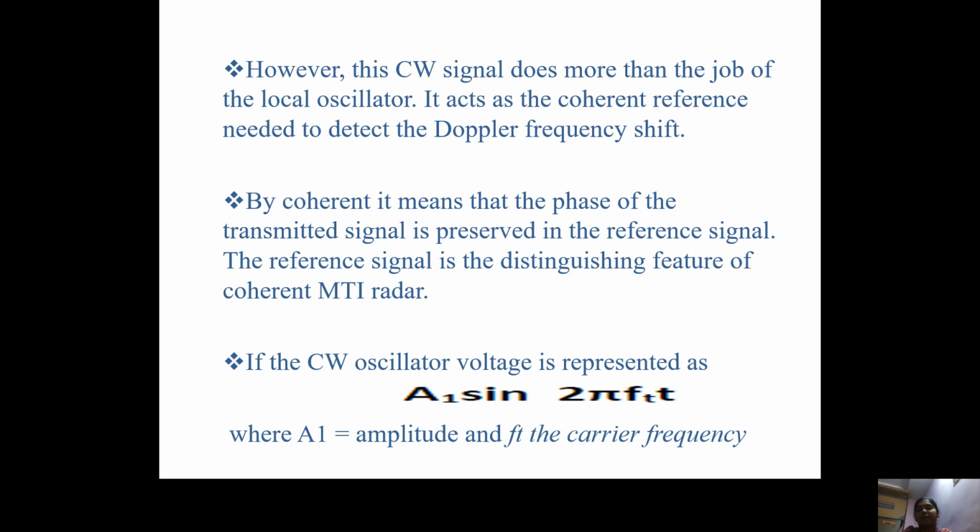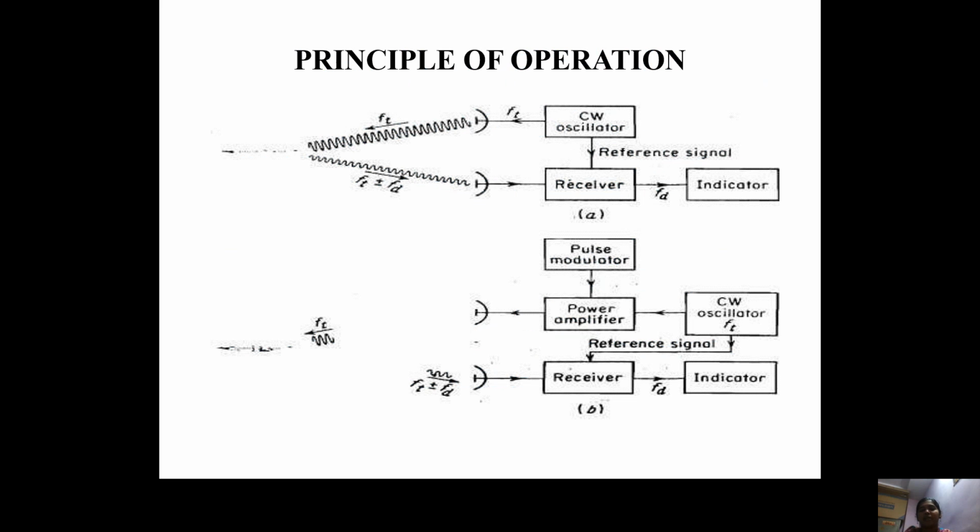This type of advantage is not available in continuous wave radar. If you look at that operation, there is no reference signal, there is no coherence. So there is no chance of phase preservation in the case of continuous wave radar. But here, the reference signal from the continuous wave oscillator preserves the phase of the signal, as I have shown you.